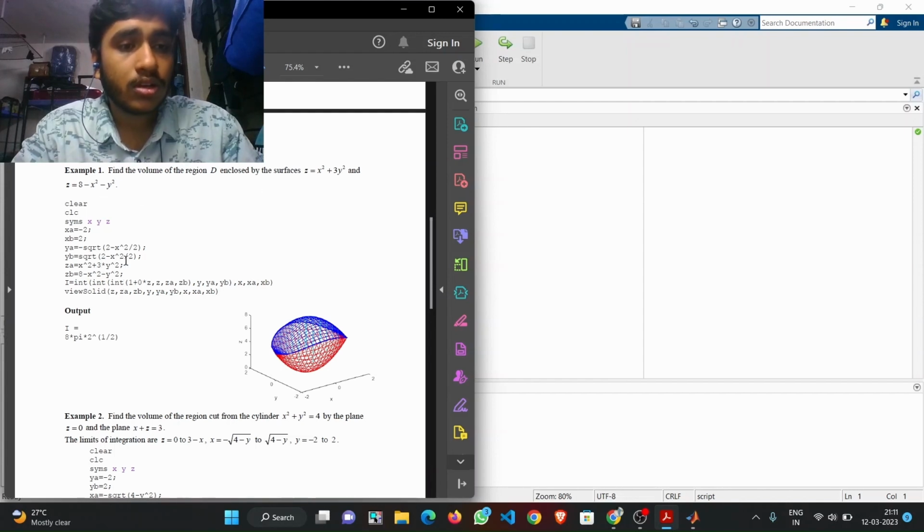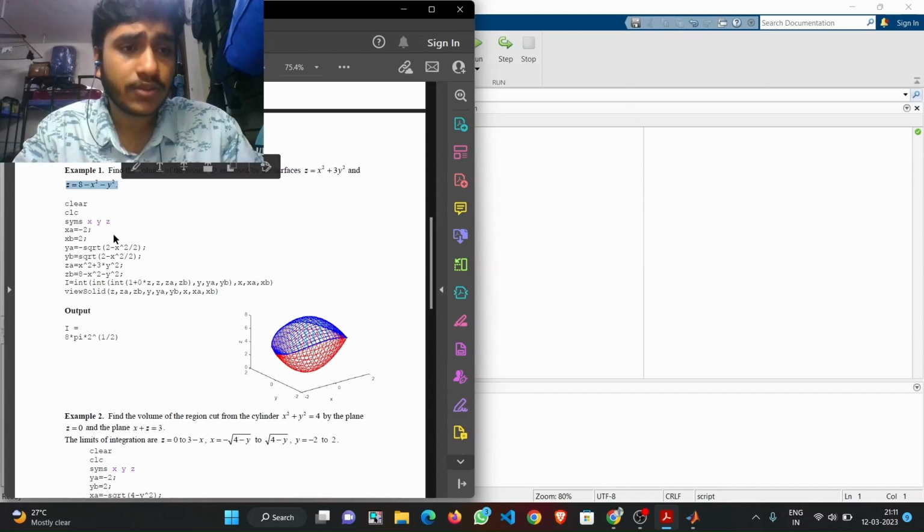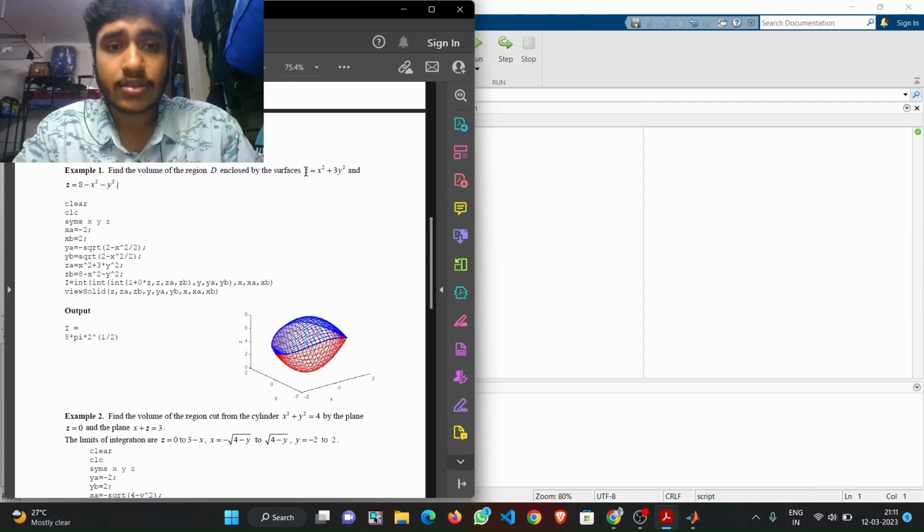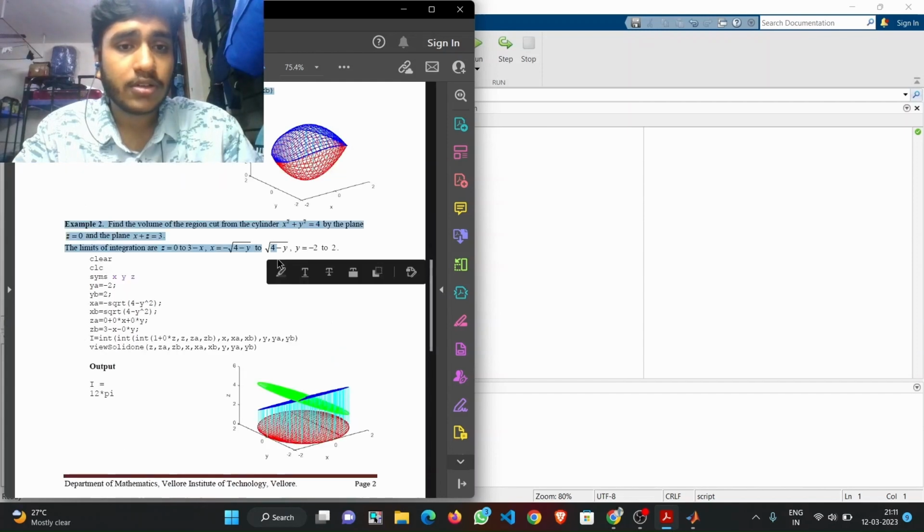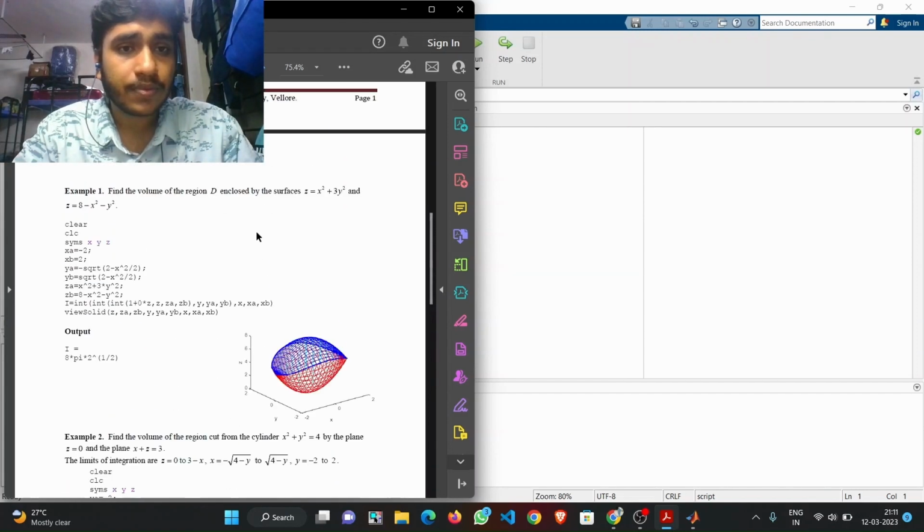So if we put x equals 0 and y equals 0 in the first, we will get z value as 0, and if we put x equals 0 and y equals 0 in the second, we'll get z equals 8. So by this we get to know that the function z equals 8 minus x square minus y square is the upper limit of z, and the lower limit of z is x square plus 3y square.